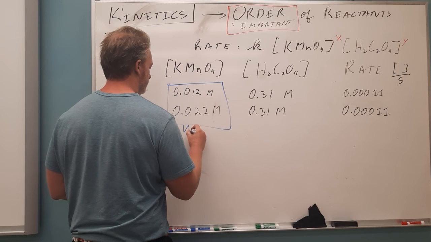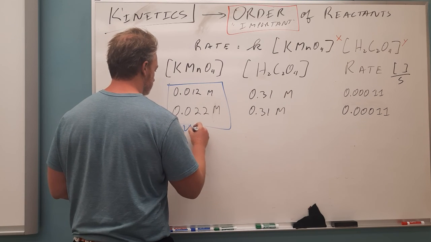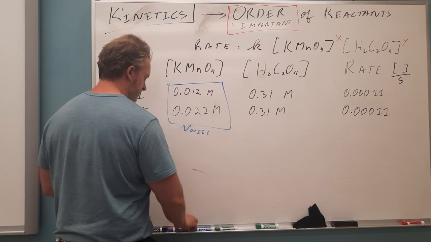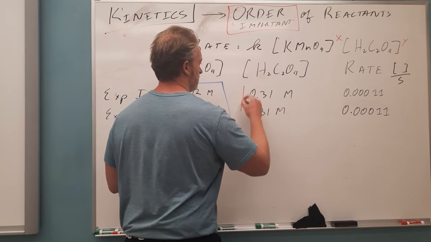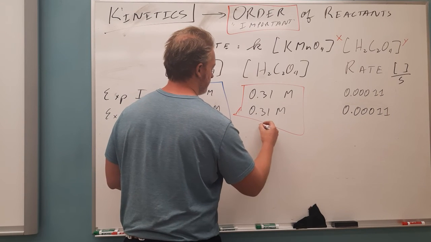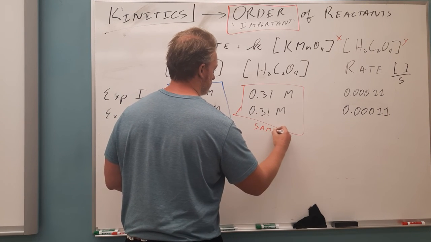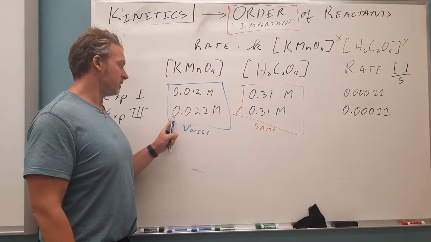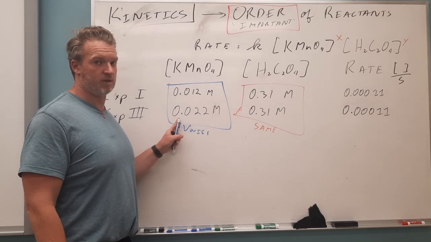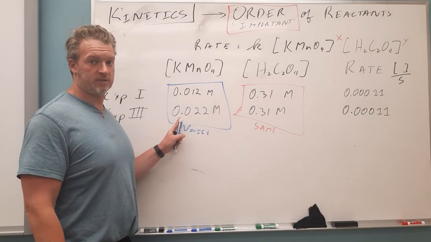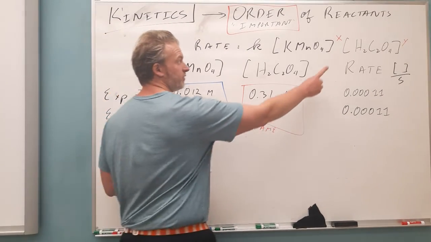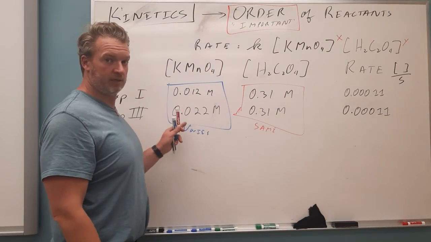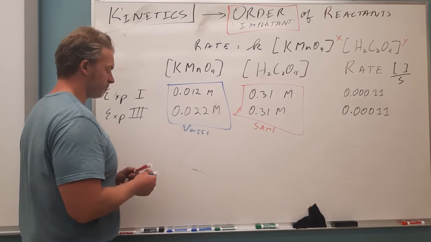So because this varies or changes, and because this stayed the same, we are going to see how this KMnO4 affects the rate of the reaction. So solving for x right here. Proportionally, let's compare these two.